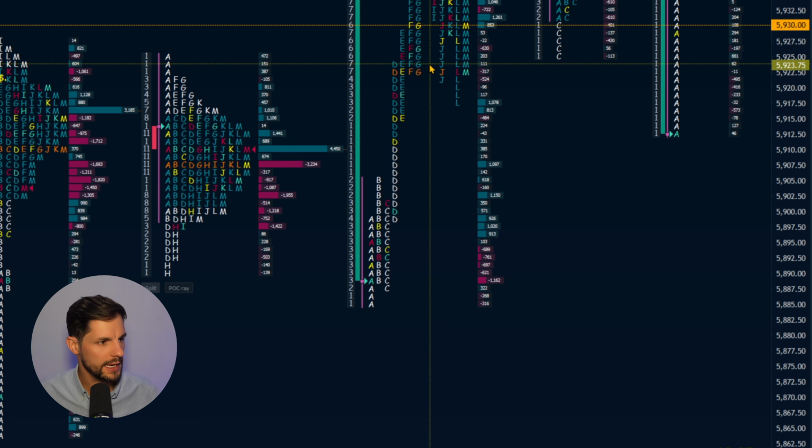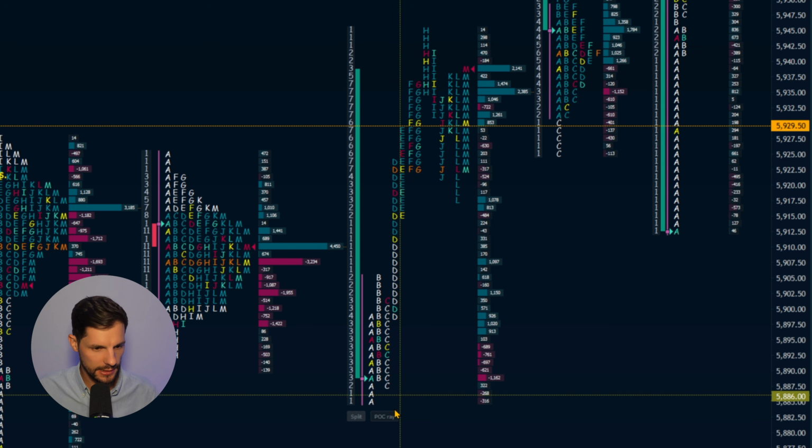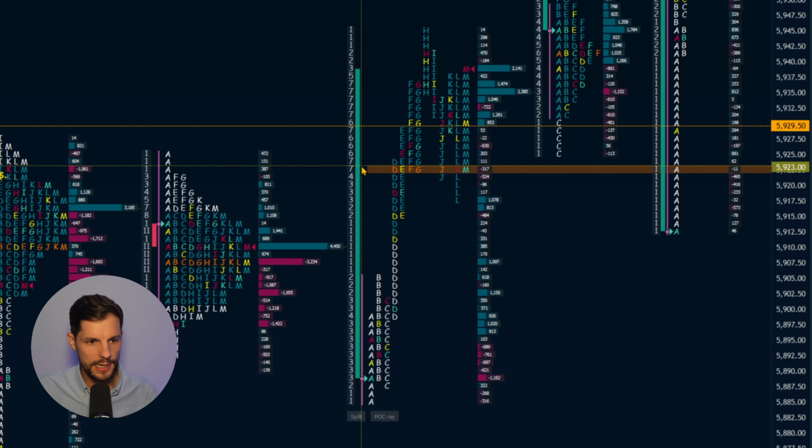Who is really dominating? And then the other thing is, has the POC shifted? So throughout the day, when you're trading, you'll be able to follow the POC. Let me just select this and put the ray there. There you go. So here's the trading day POC for this trading day.